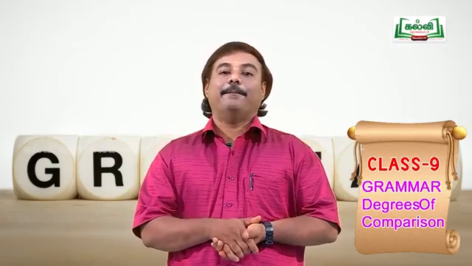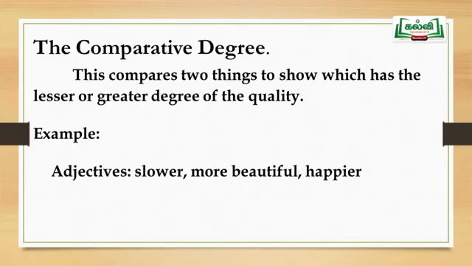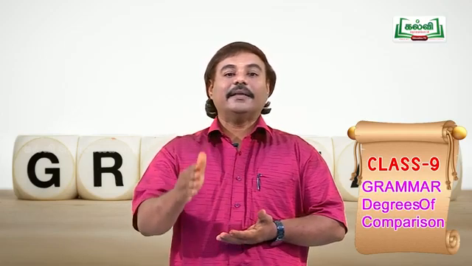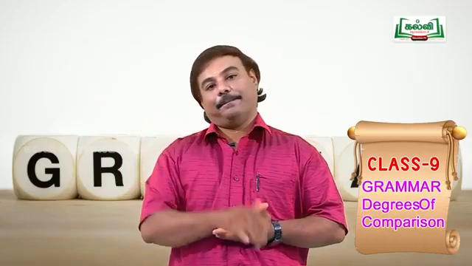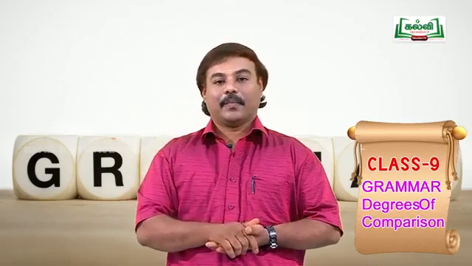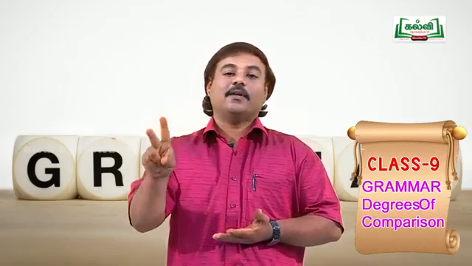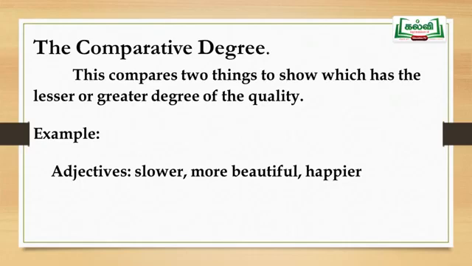The second degree, the comparative. This compares 2 things which have lesser or greater degrees of quality. For example, slower, more beautiful, happier. You can see these examples in the display. Ram is happier than Sam. We are comparing Ram and Sam. When a person or thing is compared with only one other, we use the comparative degree.